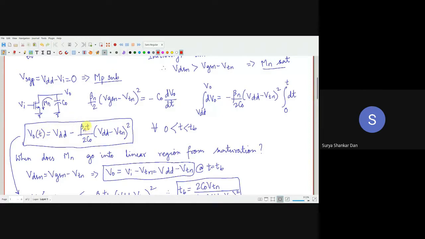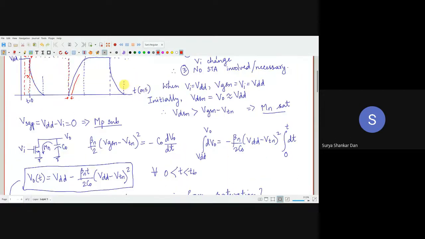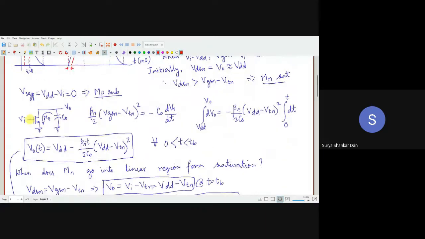Now this is to be noted about the current which we found out. If Vi is equal to VDD, obviously this PMOSFET is going to have a VSGP of 0, which is less than the mod of VTP. That means this MP will remain switched off. So this entire situation boils down to this scenario, because the upper MP part is not there.